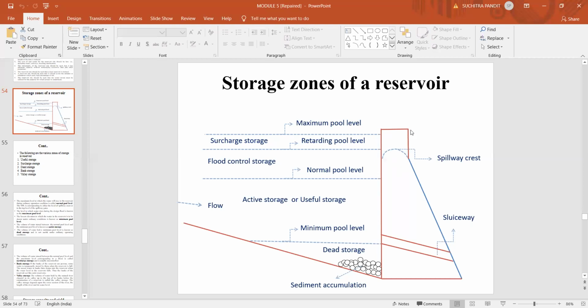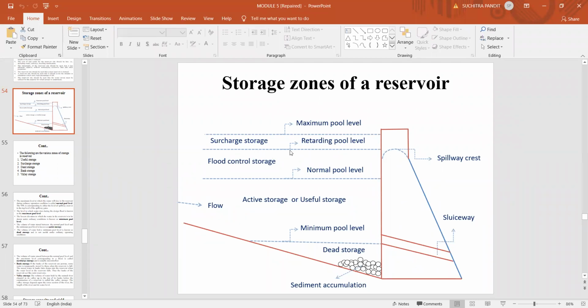Now this is the dam structure and this is the spillway, the crest of the spillway gate or the crest of the spillway. And within the body of the dam, you can have a sluice way from which also you can take out the water from the reservoir. And these are the various levels. There is the maximum pool level and the retarding pool level. So this portion is known as the surcharge storage, which has to be disposed of, which cannot be retained in the reservoir.